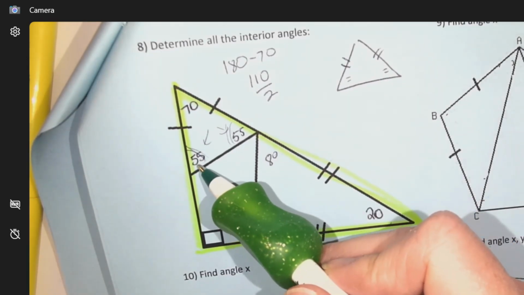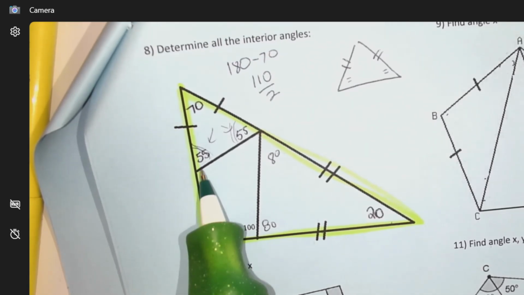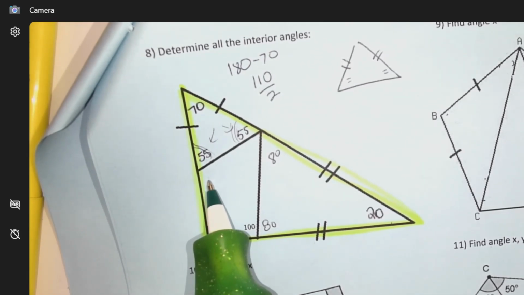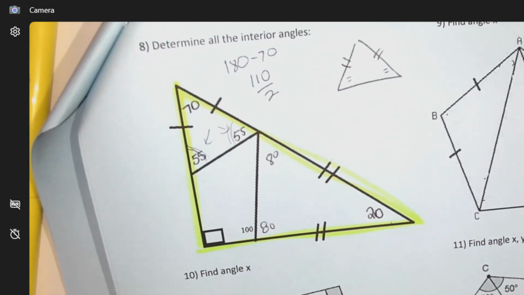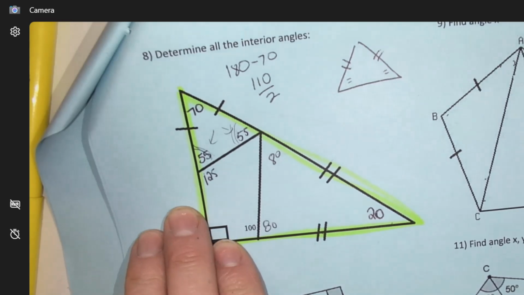Okay, which angle would go right here beside 55? Because this is a full line. This and this are a full line, so 180. So 180 minus 55 is 125.